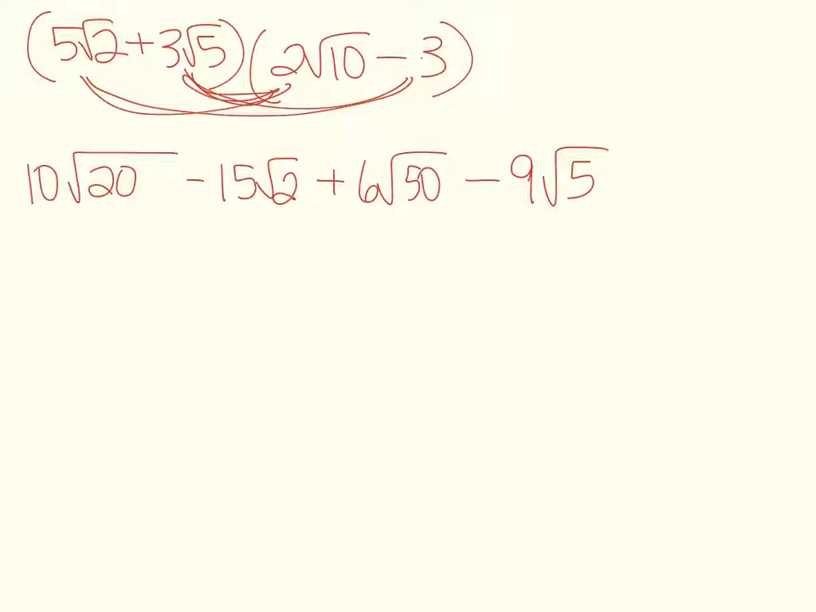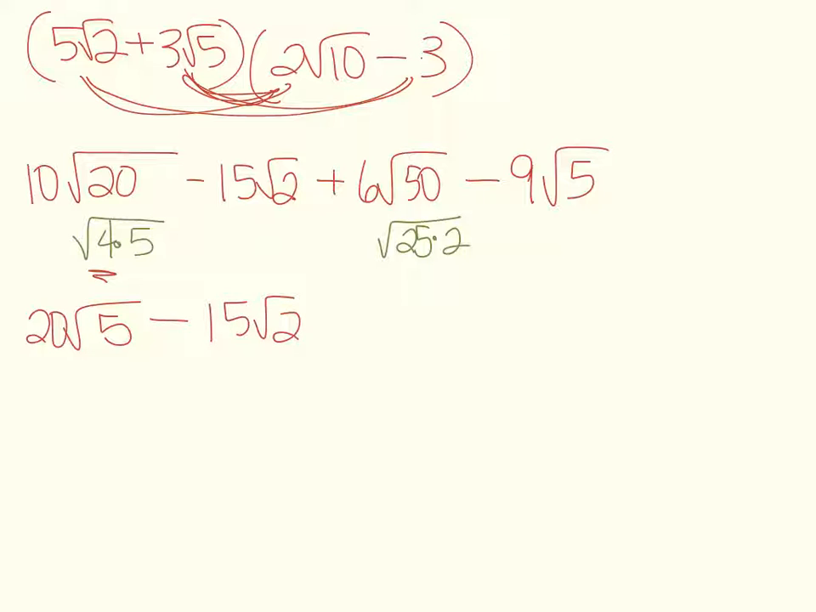Now let's simplify. Square root of 20 is the same as 4 times 5. See how I just divided it up into a perfect square? And then square root of 50 is 25 times 2. So that becomes a 2. 20 square roots of 5 minus 15 square roots of 2 plus, this becomes a 5. 5 times 6 is 30.